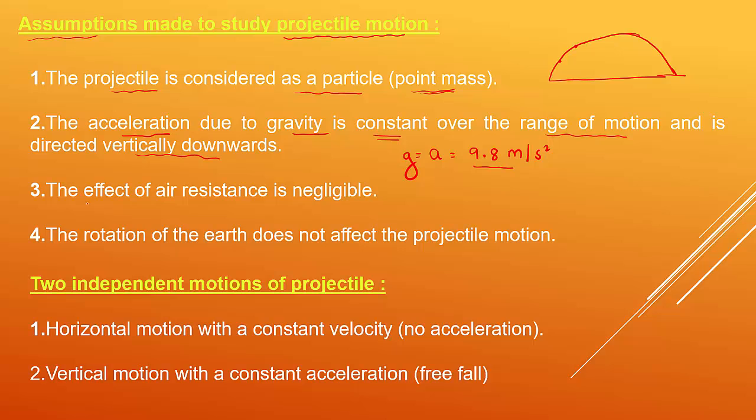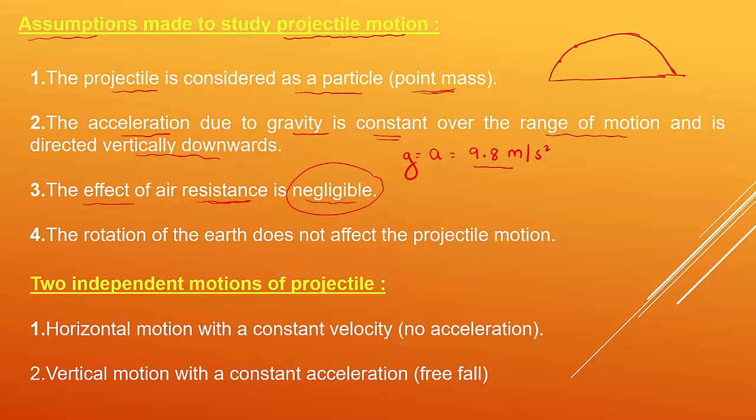Then come to the third assumption. The effect of air resistance is negligible. Suppose I throw a ball into the space. When the ball is moving in the space, air resistance occurs, which means the air particles oppose the movement of the ball. The opposition offered by air is taken as negligible. Negligible means zero. That means the air resistance, or the opposition offered by air, is equal to 0. There is no opposition to this movement of the ball. There is no opposition from the air to the particle moving in the space.